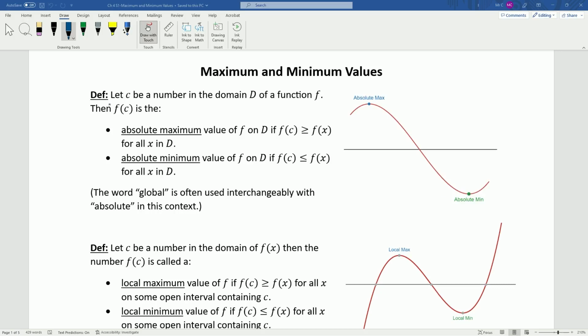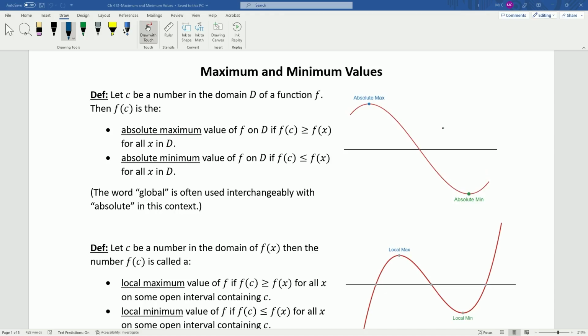So, definition: let c be a number in the domain D of a function f, then f of c is the absolute maximum value of f on D if f of c is greater than or equal to f of x for all x in D. So the key thing to understand here is that f of c is a y value, so there is a single such value when we talk about an absolute maximum.